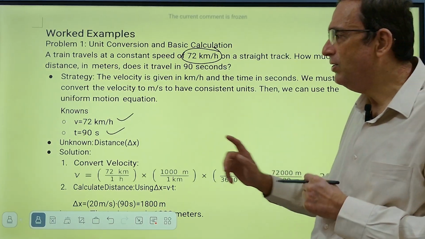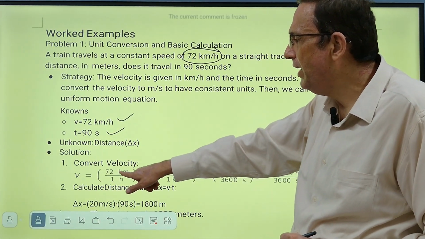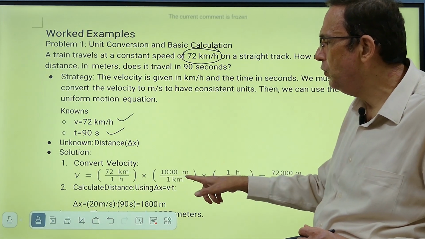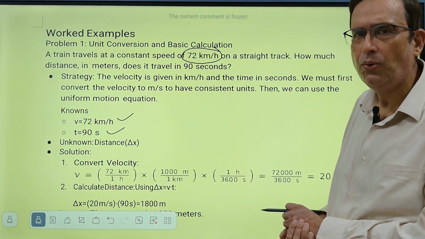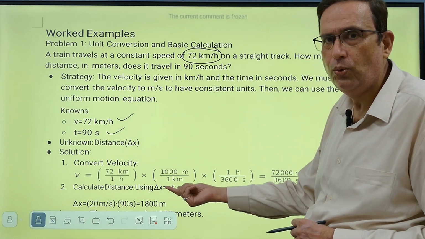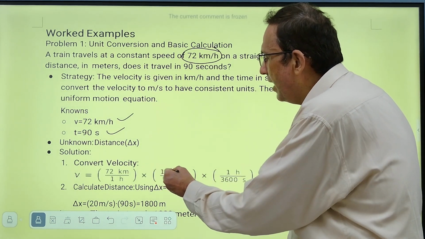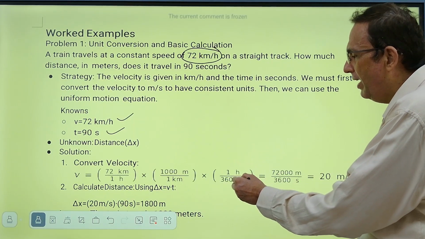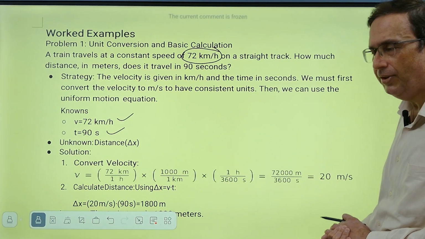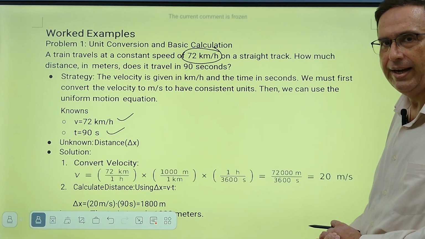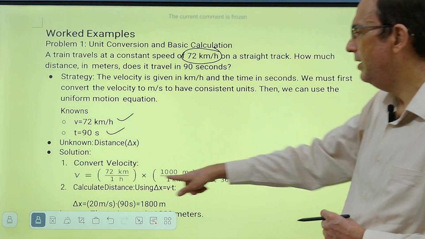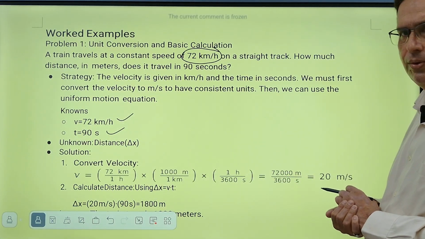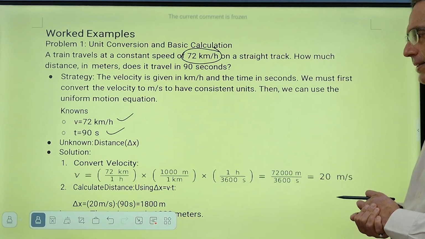Okay, so in that case, first of all, you convert the velocity, which is 72 kilometers divided by 1 hour. Then you convert the kilometers into meters, as I've told you in the previous lecture how to convert it: unit 1 over unit 2. So a kilometer is 1000 meters divided by 1 kilometer. Similarly, an hour is 1 hour divided by 3600 seconds. So then you have this formula. You calculate velocity like 72000 divided by 3600. That is what you get, which is equal to 20 meters per second.